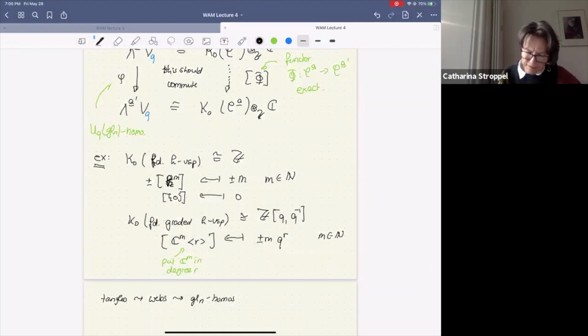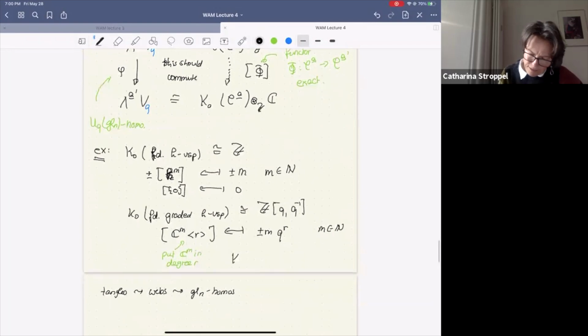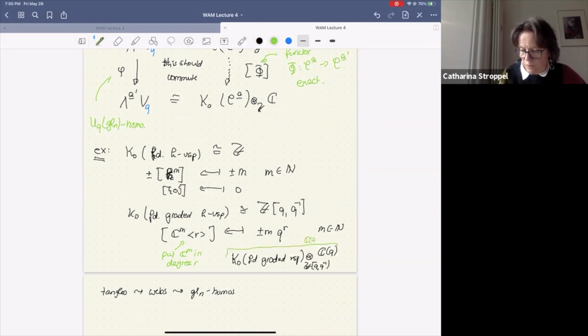Okay, now I can define K0 of these finite dimensional graded vector spaces. I can tensor over Z[q, q inverse] with C(q), and what I get out is a C(q) vector space.